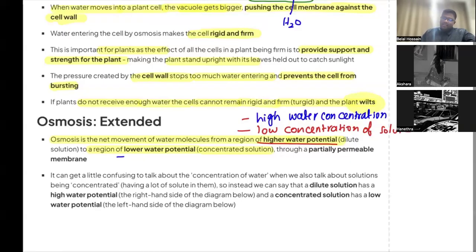You will understand why they say high water potential. You will understand what it means. Okay, so low water potential means low water concentration. Then low water concentration means high concentration of solute.